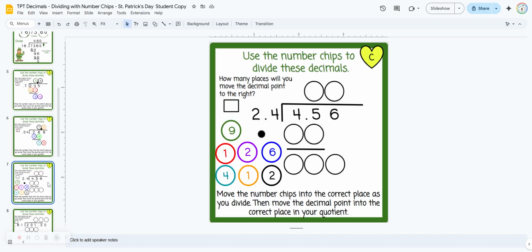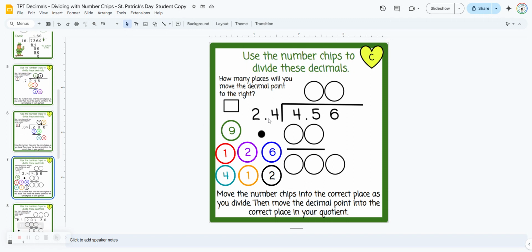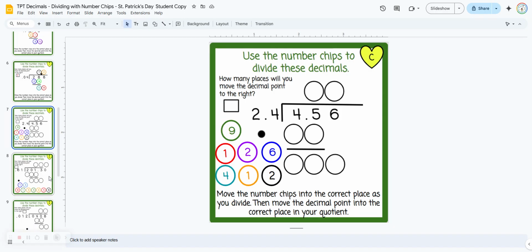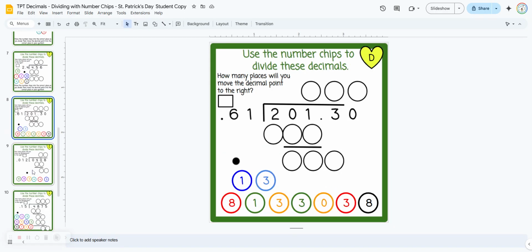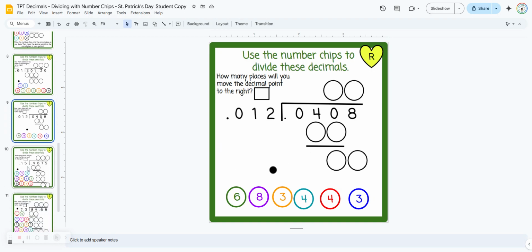Now these problems get a little bit more difficult as they go. Again, just type in the number first, how many places they're moving the decimal point, and then do the division. Now here they're going to have to do some guess and check because the numbers are a little bit bigger. Same thing on the next slide. And they've got several to practice.